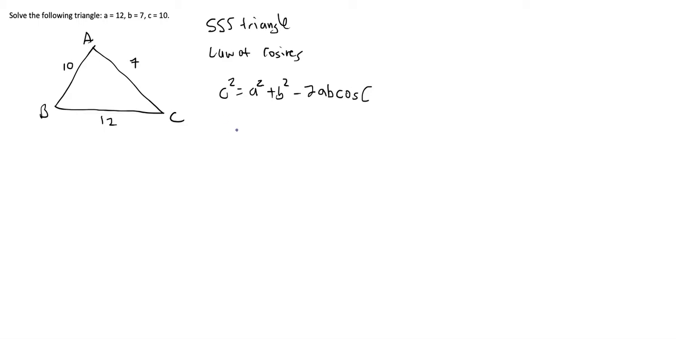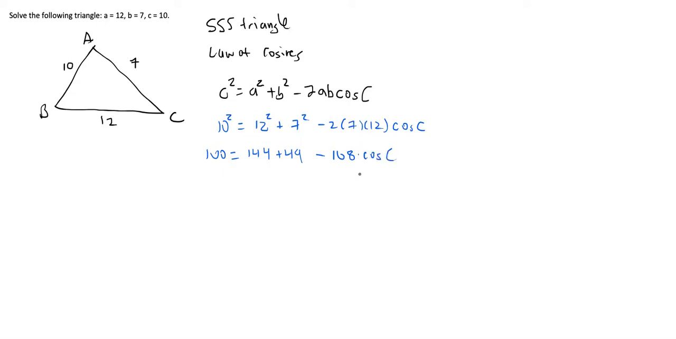So now we just plug in what we know. C is 10, A is 12 and B is 7. So we know that 10 squared equals 12 squared plus 7 squared minus 2 times 7 times 12 times the cosine of C. We're just trying to find what the cosine of C is equal to. Once we do the math, the 100 goes there, 144 plus 49, and we multiply 2 times 7 times 12, which gives us 168 times the cosine of C.